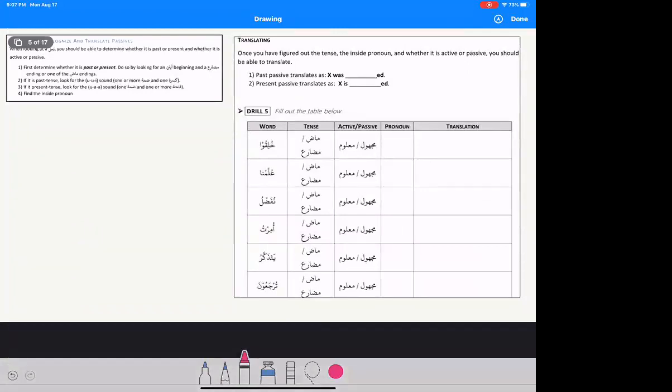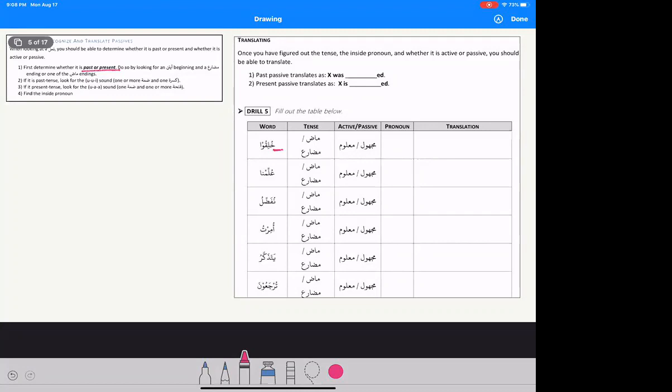So when looking for a fa'il, you should be able to determine whether it's past or present and whether it is active or passive. So how are we going to figure it out? First of all, you need to see if the tense is past or present. Do we know how the present looks like and how past looks like? For example, over here, when you see there is no beginning letters, and we have certain endings, especially after hunna, we have tu, tuma, tum, ta, tuma, tunna, tu and na, all these endings. These are part of our past tense. And past tense does not have any beginning letters or anything like that in the beginning. Nothing happens in the beginning of the past tense. So that should help us to know if it is past tense or present tense.